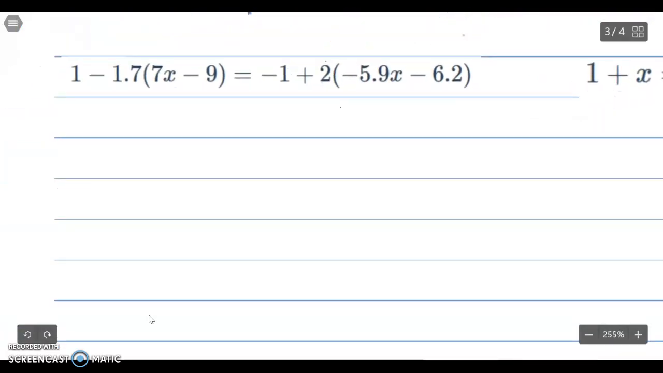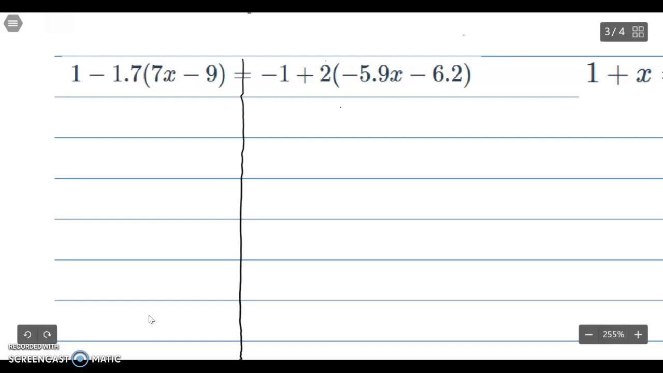All right. Now, the first thing I'm going to do is draw a line right down through here, and that's my equal line. So the only way you do anything across the equal line is if you do the opposite. So the first thing we're going to do is simplify each side of the equation and simplify those expressions.